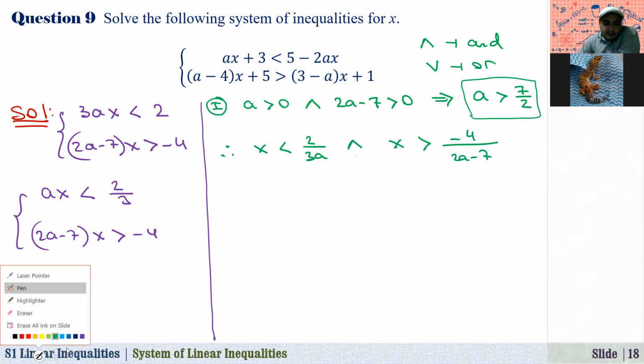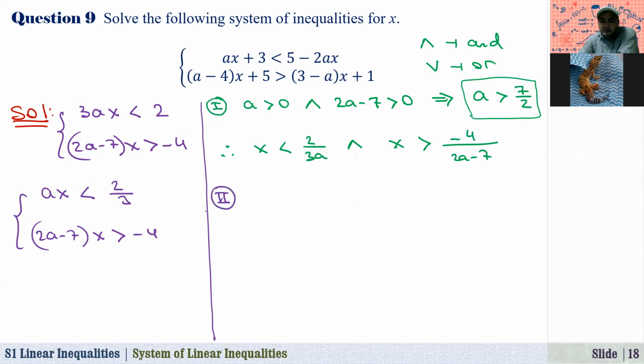Okay. The second case, how about if I do like this? Here we have a number line. Just draw this with the red. Okay. Here for a. So we are talking about this.